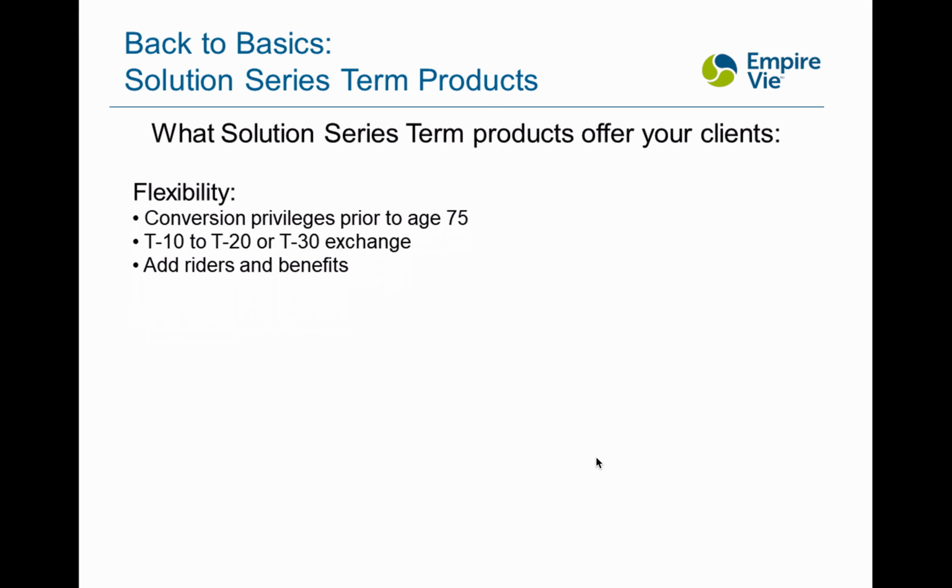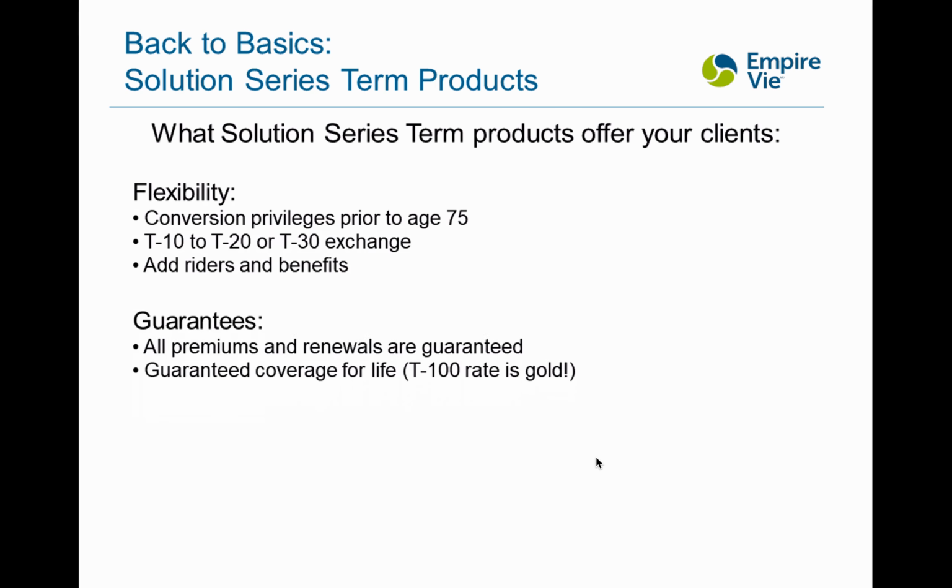So some of the features that Solution Series term products are going to offer, as we've already talked about, conversion privileges prior to age 75. We have Term 10, Term 20, Term 30, and an exchange feature between the 10 and the 20 and the 30. One other thing I'll mention here is all of these products can be bundled together.